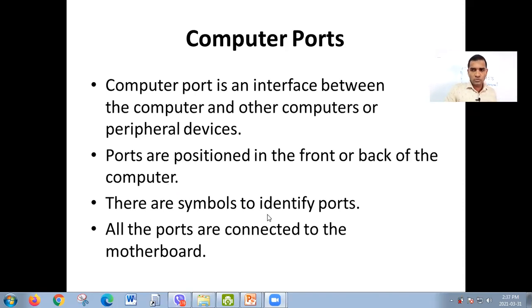There are symbols to identify ports. Every port has a symbol, and you can identify the port by looking at the symbol. I will show you. If you have computers at home, you can check those symbols. There may be some symbols very close to every port. All the ports are connected to the motherboard. Let's take the first port.